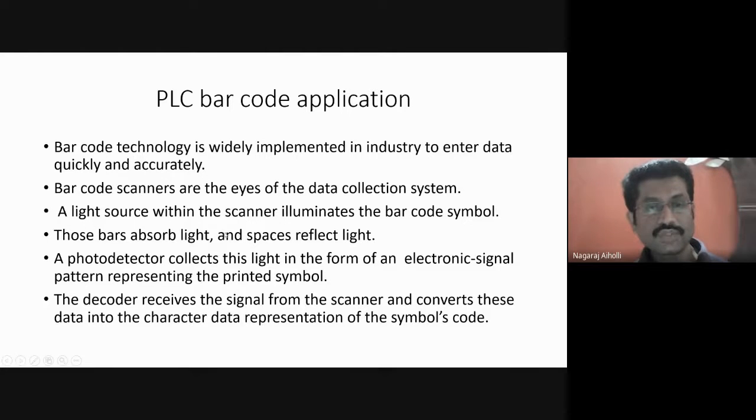A light source within the scanner illuminates the barcode symbol. Those bars absorb light and spaces reflect light. A photodetector collects the light in the form of an electronic signal pattern representing the printed symbol. The decoder receives the signal from the scanner and converts this data into the character data representation of the symbol's code.